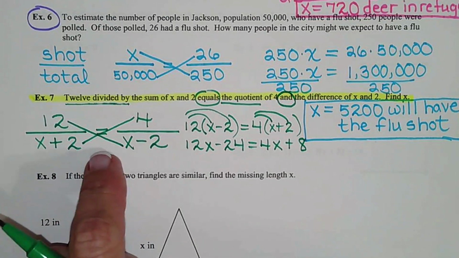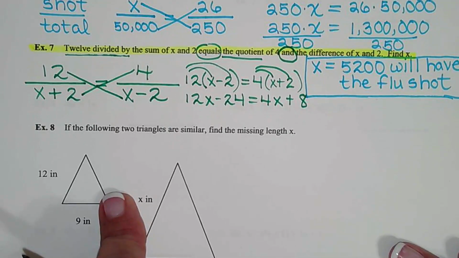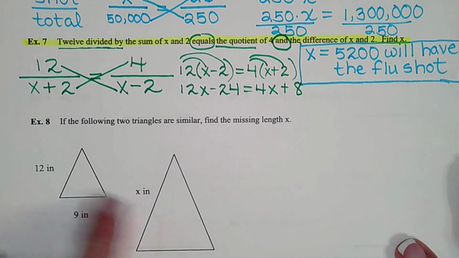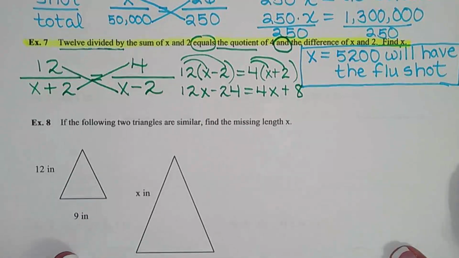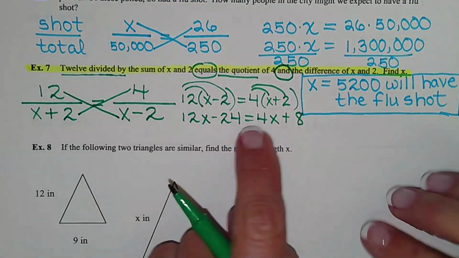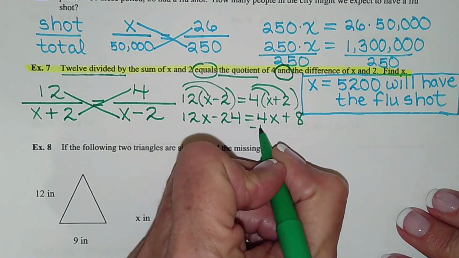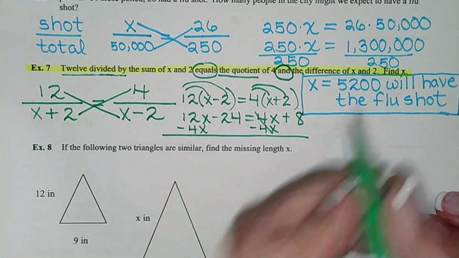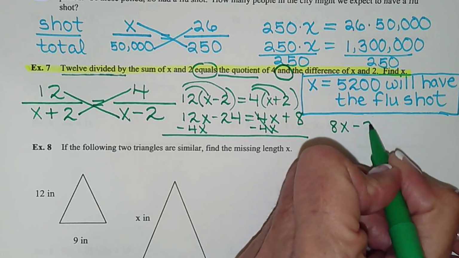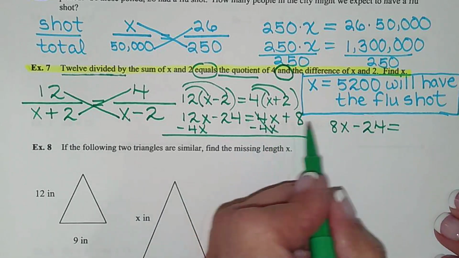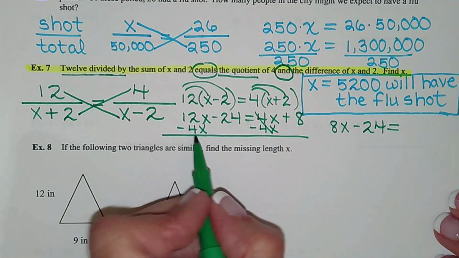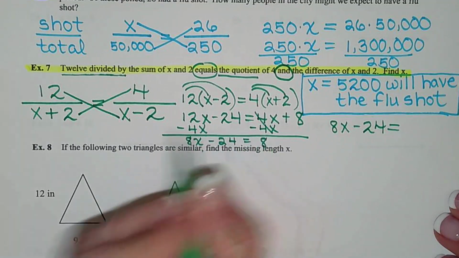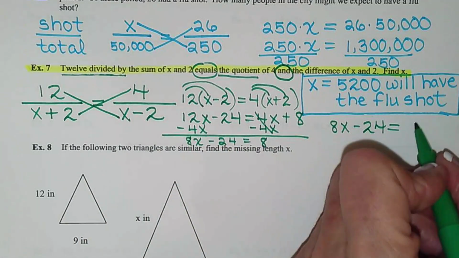I have this one in my 126 class on a test, and this one too. So not only will you see them in this class, you'll see them in the next class as well. Similar triangles you'll see a lot. Okay, so now we have x's need to move to the left, so do the opposite. Minus 4x minus 4x, and that gives me 8x minus 24 equals 8. So 12 minus 4 is 8x minus 24 equals 8. So I like to write it below so you see where it comes from too.